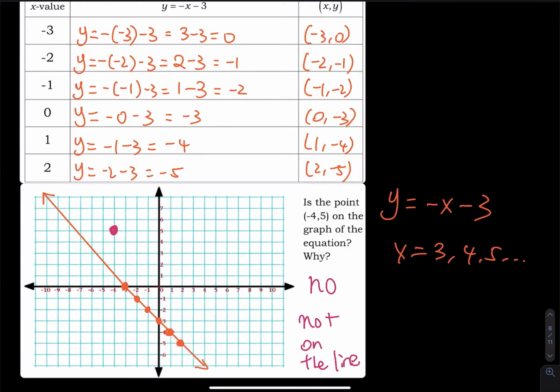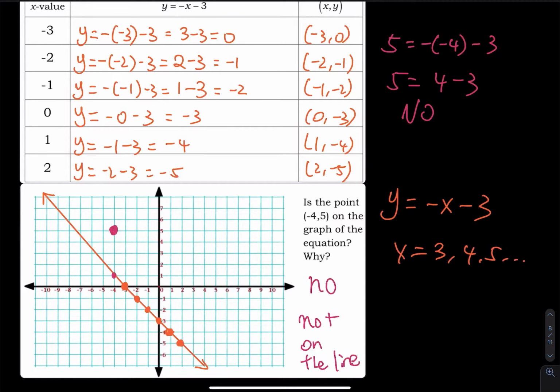So when y is equal to 5, we have negative x minus 3. So 5 is equal to 4 minus 3. That is not true. So that means the given ordered pair is not a solution. And again, if a point is on the line, that point is a solution. If a point is not on the line, then that point is not a solution.